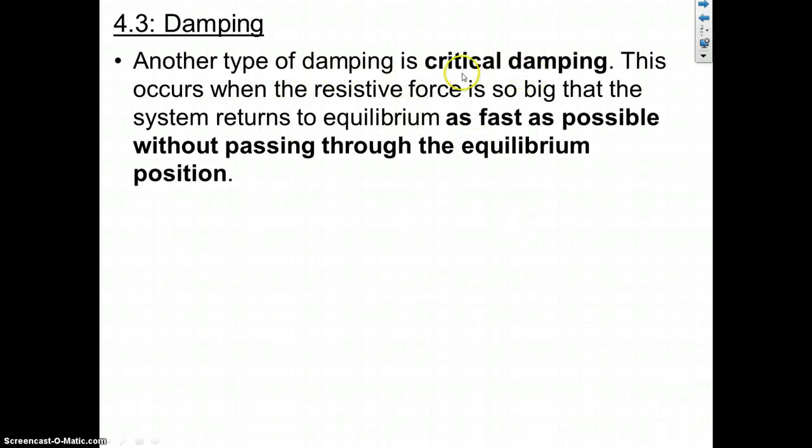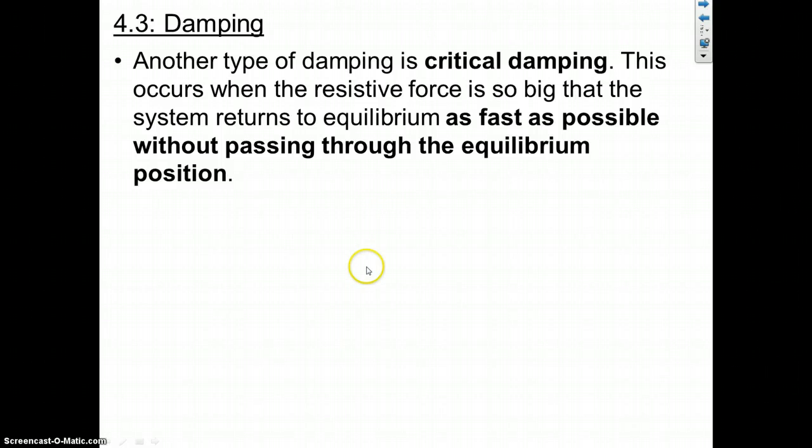Another type of damping is called critical damping. And this occurs when the resistive force is so big that the system returns to equilibrium as fast as possible, but without passing through the zero position. And look, this has to be changed to zero. The system returns to the zero position as fast as possible without passing through the equilibrium position.